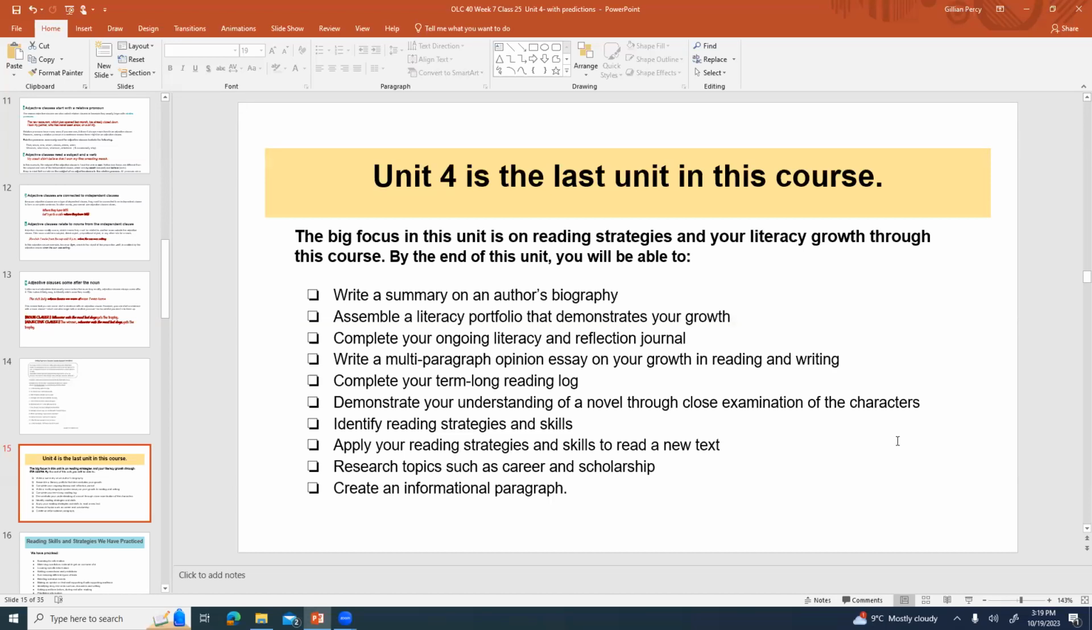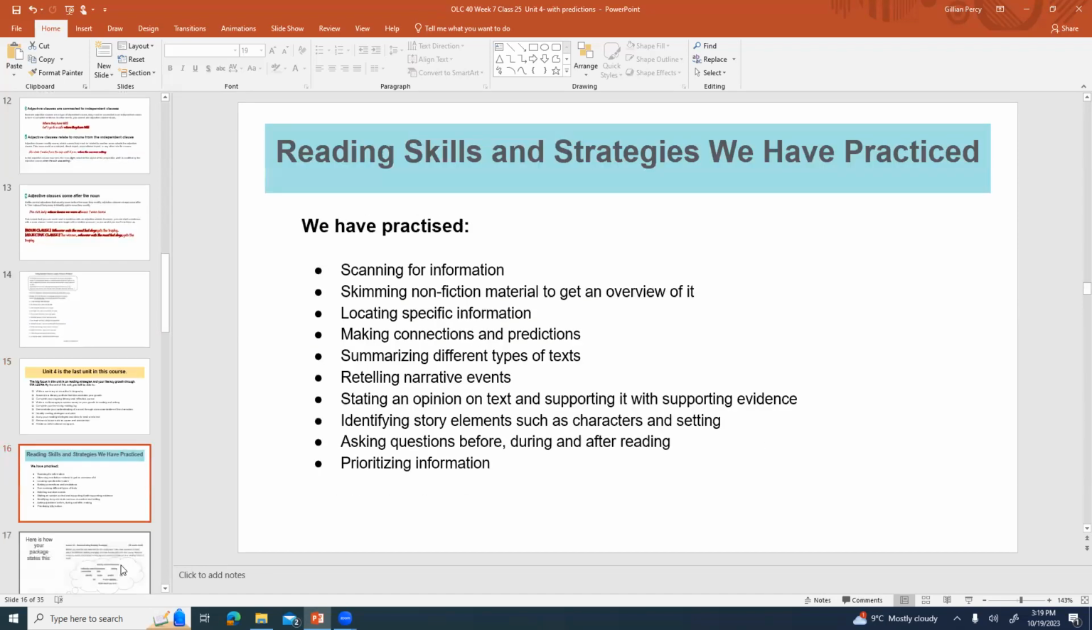So those are some of our tasks and our goals over the next couple of weeks. We're pretty close to the end of this term. Here are some of the reading skills and strategies we've practiced, and I want you to think about this as we're going forward. The first couple of assignments are kind of reviewing our reading skills and using them to understand the next few chapters.